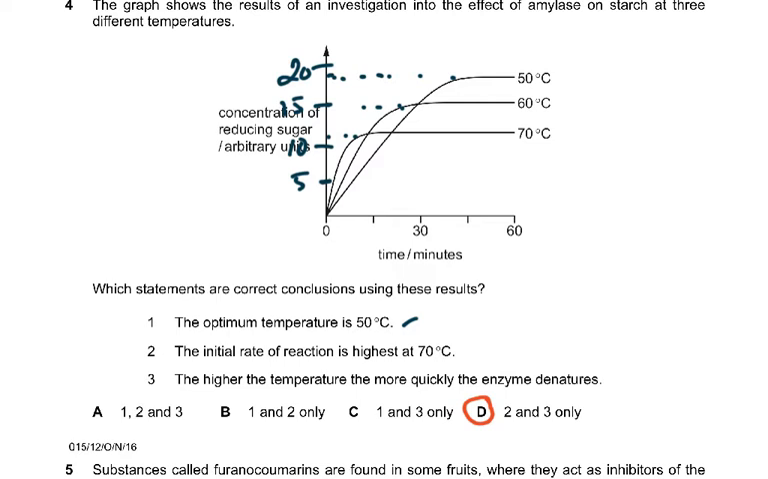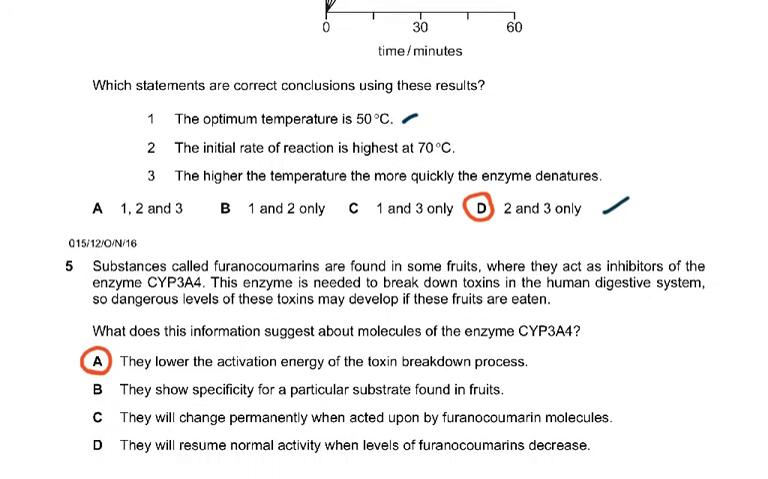The initial rate of reaction is highest at 70 degrees. Yeah, that's correct, because the initial rate of reaction is higher in the beginning. The higher the temperature, the more quickly the enzyme denatures. Yes, because the concentration of reducing sugar becomes constant. So that's why the answer was 2 and 3. Then coming to question number 5.